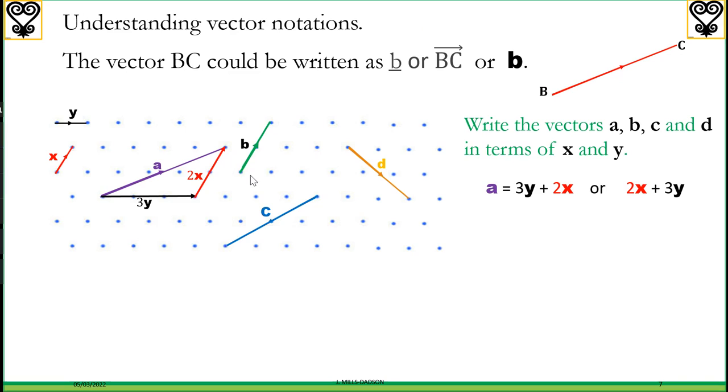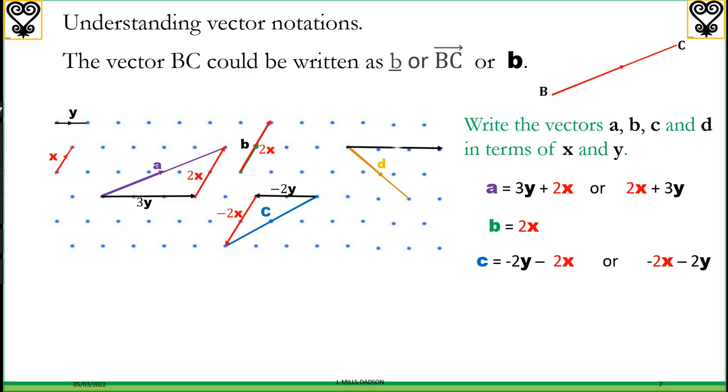Let's check B. B is simply 2x. As you can see, 2x. There is no y component. What about C? We move opposite direction for y is 2 units, so it's negative 2y. And then down also for x, 2 units. So that will be negative 2y minus 2x, or negative 2x minus 2y.